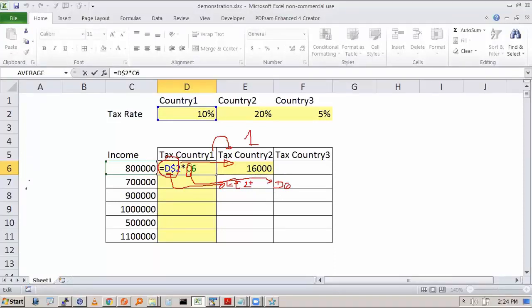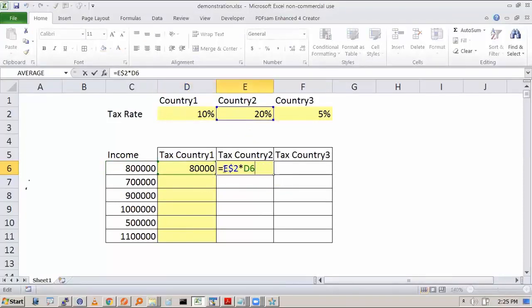So we see what is the formula here we have. See, it is $2 into D6. But this D6 is not correct. Why? Because we have to have C column here. We have to have tax computed on the income. You are computing tax on the tax in country 1, which is not correct.